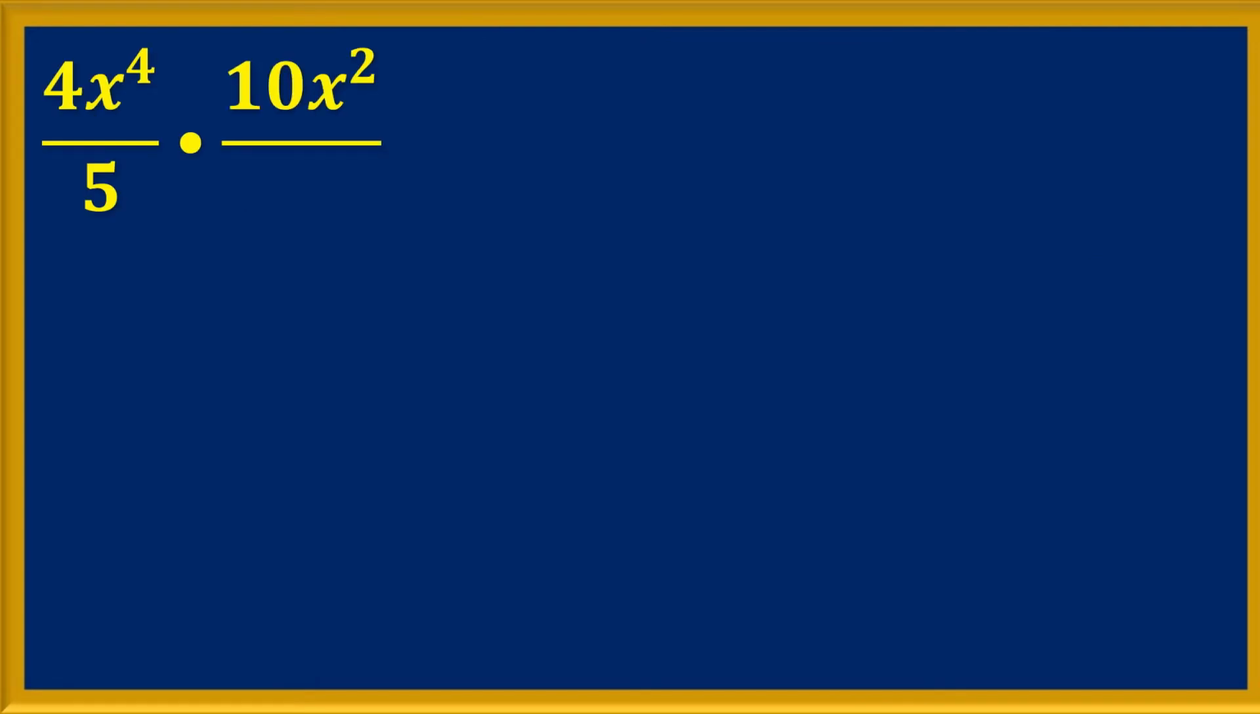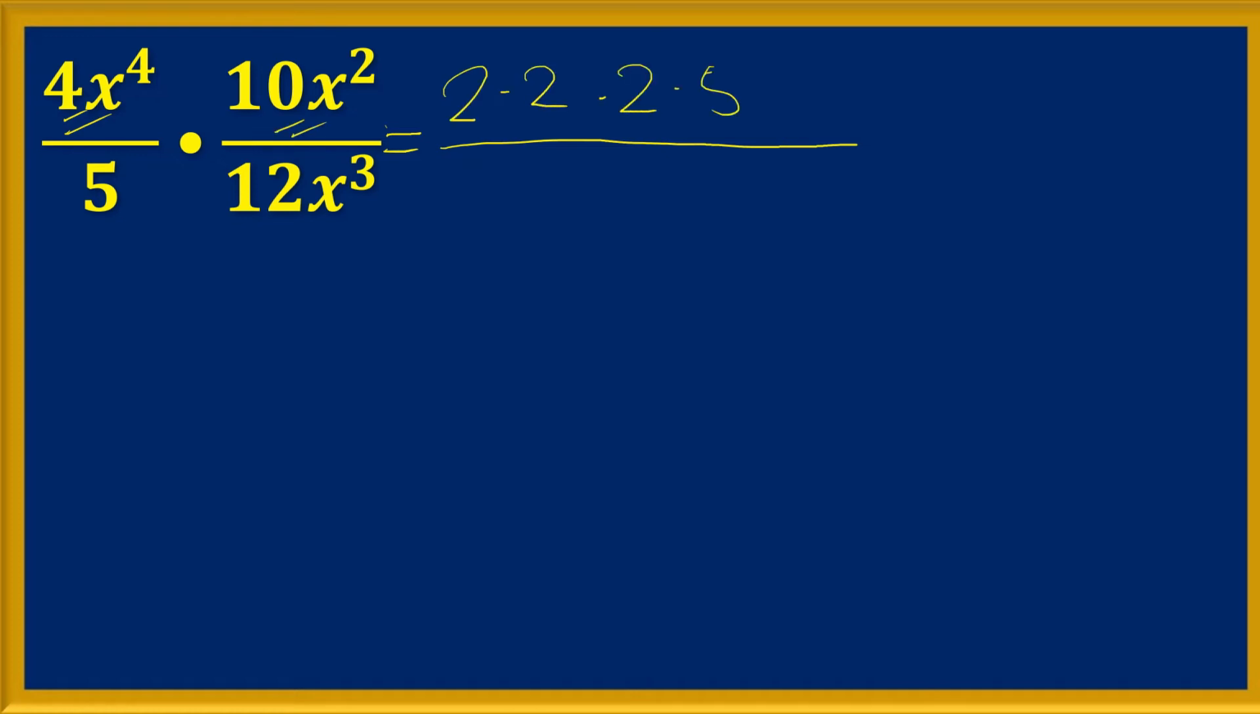Another example, we have 4x to the 4th over 5 times 10x squared over 12x cubed. So, ang gagawin natin, ipapactor lang natin yung leading coefficient natin and then yung variables with exponent, imumultiply na natin siya. Kasi mas malaki na ngayon yung mga exponent na ginagamit sa given. Okay, factor ng 4 is 2 times 2. Factor ng 10 is 2 times 5. Then, base natin is x. Ang exponent natin ay 4 and 2.